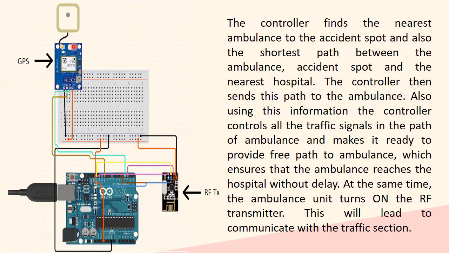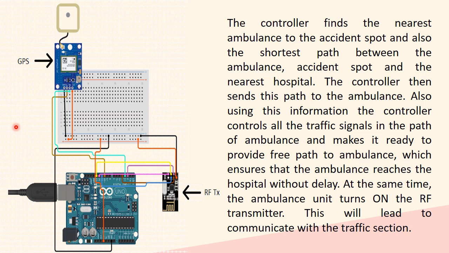Ambulance unit. The ambulance unit is connected with the GPS and the RF transmitter along with the Arduino Uno. They are embedded on the Arduino Uno, which is connected to the ambulance. The controller finds the nearest hospital to the accident spot and also the shortest path between the accident spot and the nearest hospital. The controller then sends this path to the ambulance.